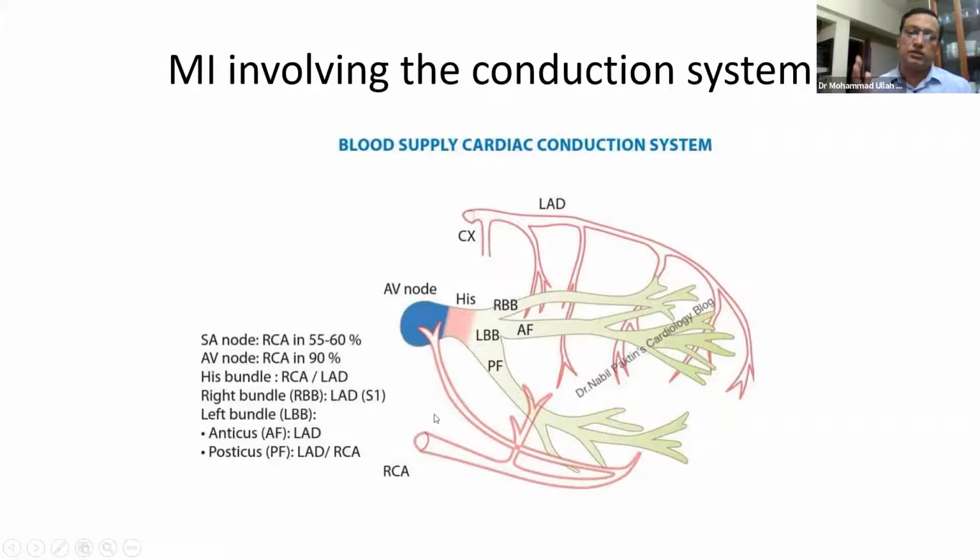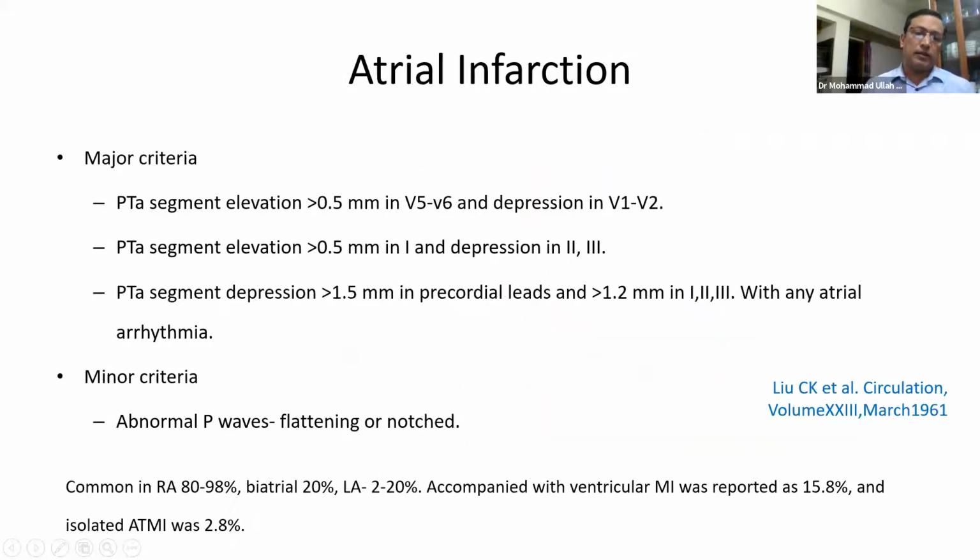So by visualizing the ECG, by observing the conduction defect, you can also guess which is the culprit lesion. Like if a patient has a sinus node dysfunction with acute MI, that can indicate a right coronary artery lesion, proximal right coronary artery lesion. If there is AV conduction defect in a patient with MI, most likely it is a right coronary artery lesion. And similarly in the fascicular blocks and RBBB also.